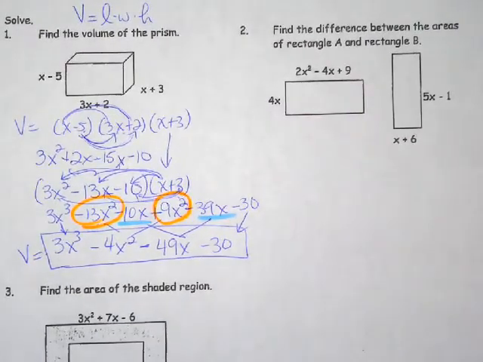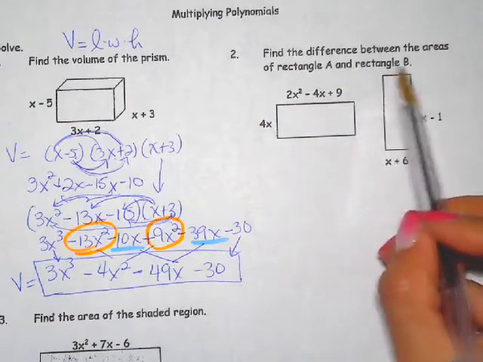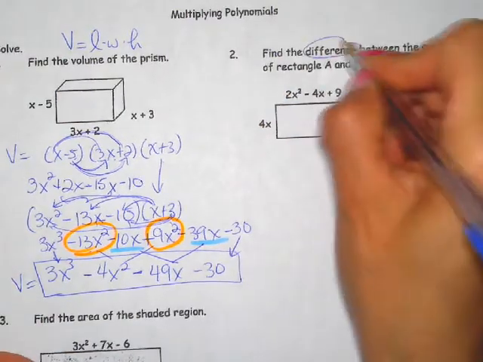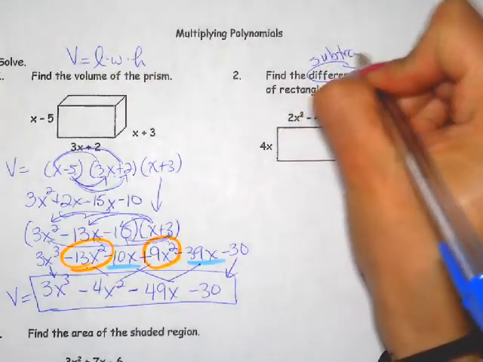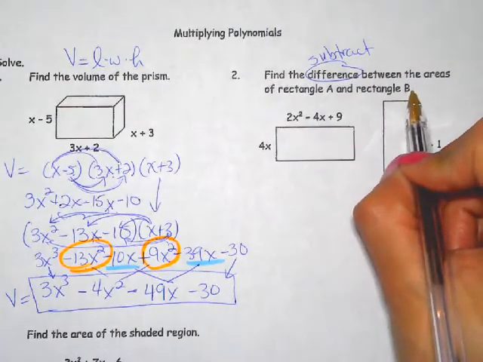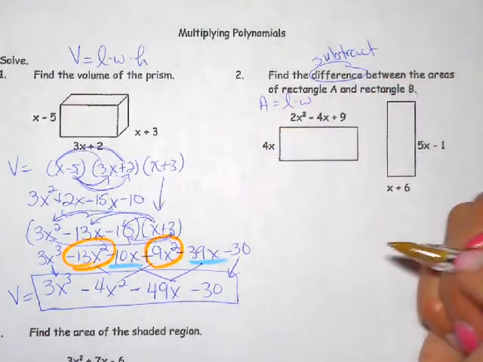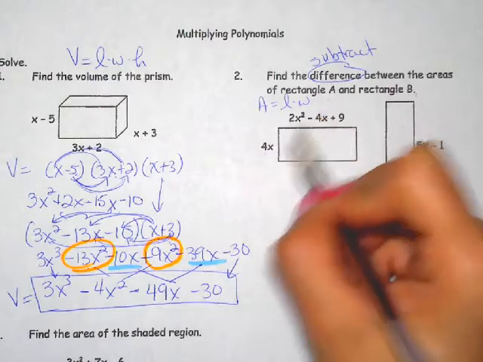Alright, number 2. Can you read number 2 for us there, Faith? Okay, difference means we're going to subtract. So we're going to subtract the area of A and the area of B. So first we have to find it. Well, we know that area is length times width. Well, this is my length and my width, so all we got to do is multiply them.